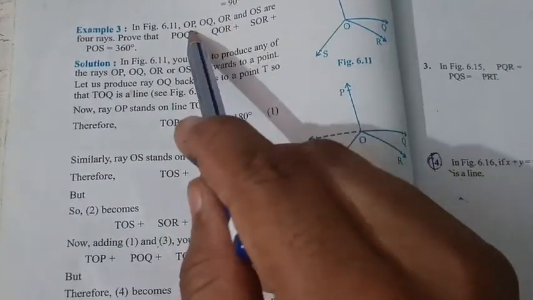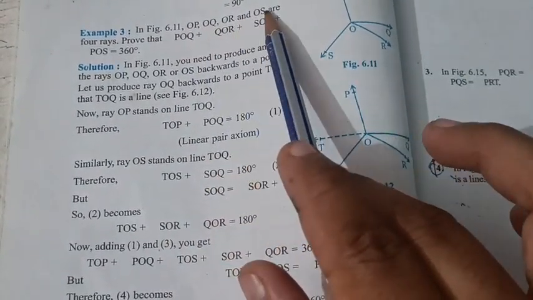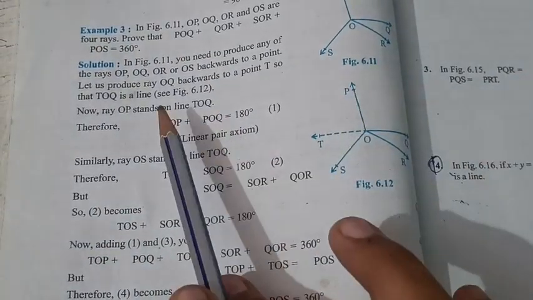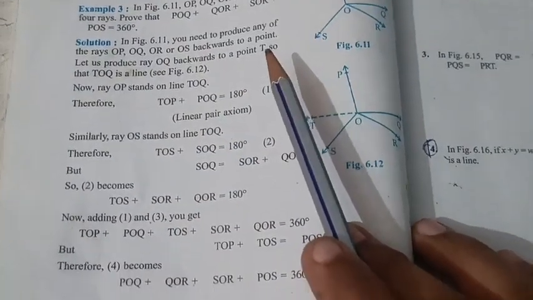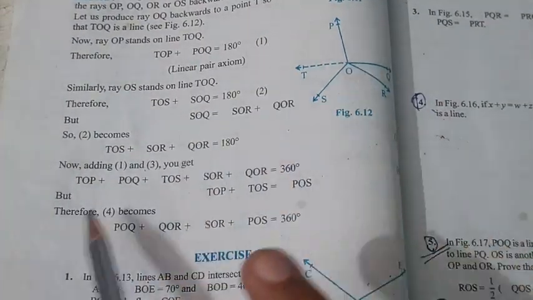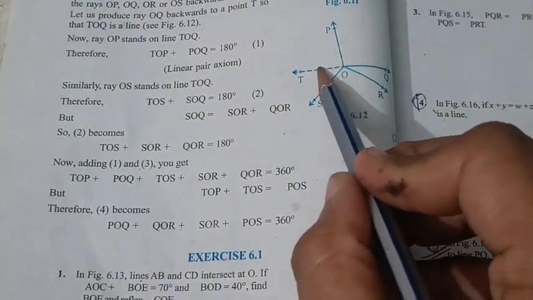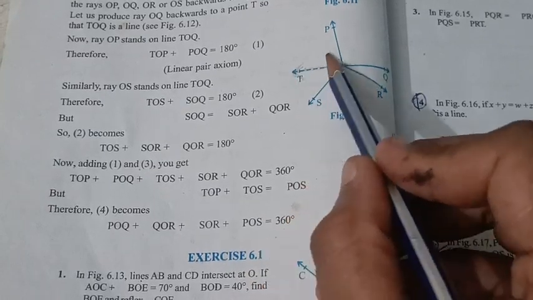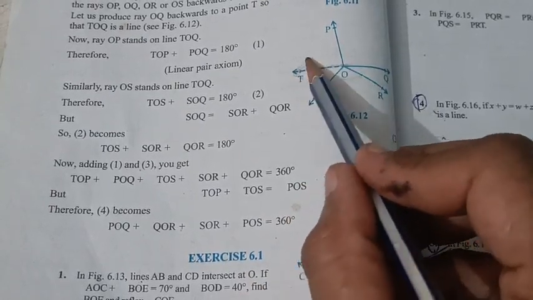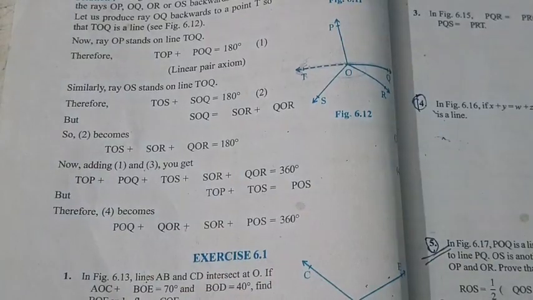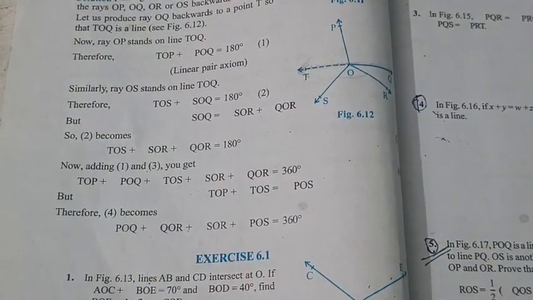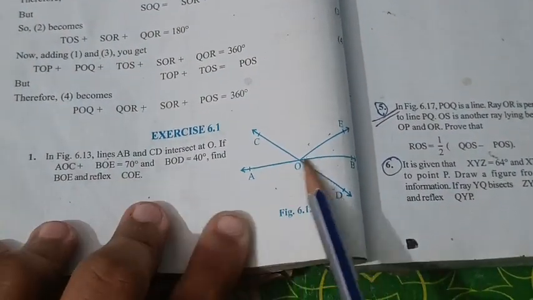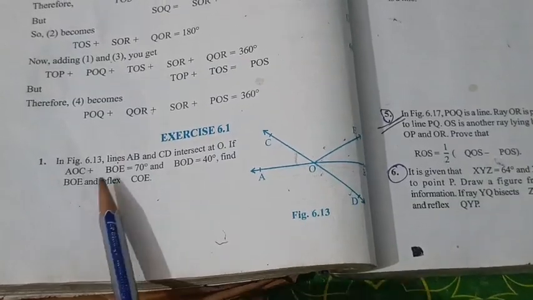In the figure, OP, OQ, OR and OS are the rays. We have to prove that the sum of all the angles is 360. If you read this you can understand, because I have cleared the concept of what you have to do. Here is a point, here is a line. Let's suppose this line goes through this, and for the linear pair we can find all the angles. Now coming to exercise 6.1. In exercise 6.1, the first question is AB and CD. Very easy question.